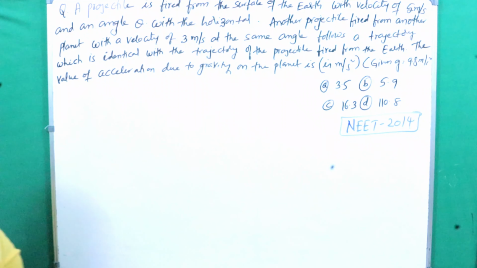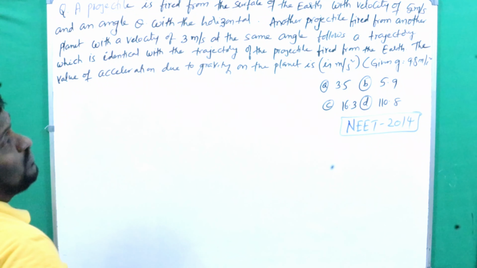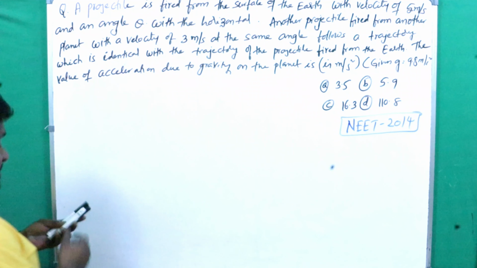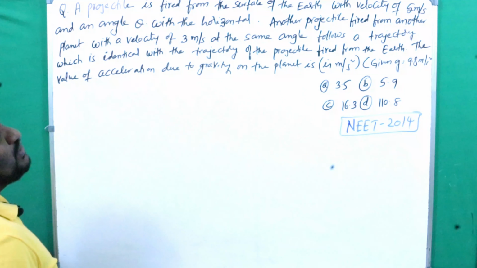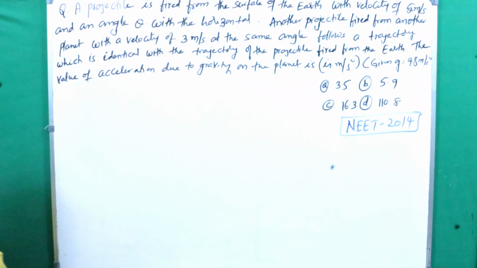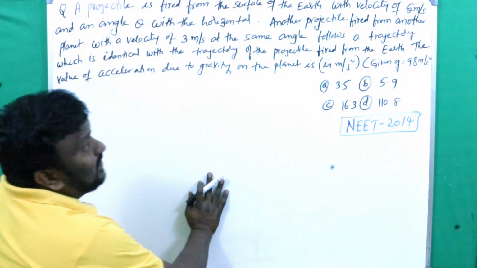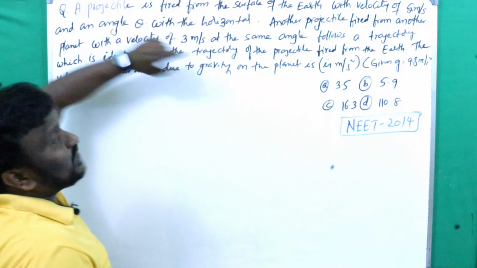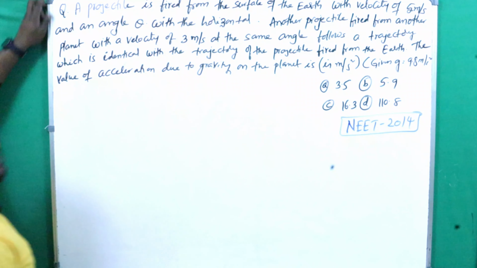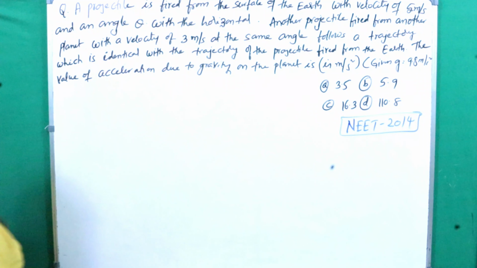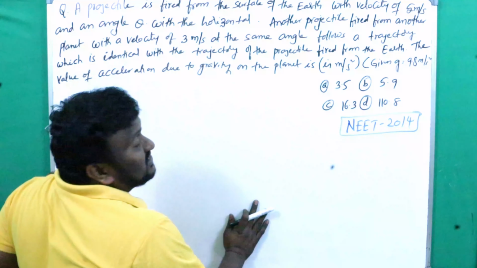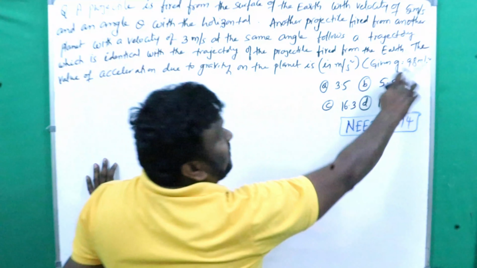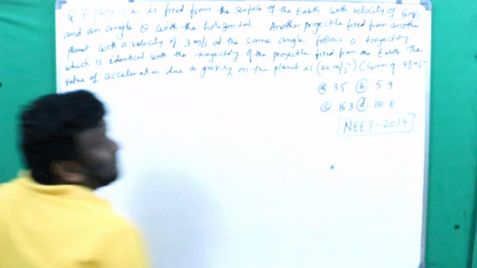A projectile is fired from the surface of the earth with a velocity of 5 meters per second at an angle theta with the horizontal. Another projectile fired from another planet with a velocity of 3 meters per second at the same angle follows a trajectory which is identical with the trajectory of the projectile fired from the earth. The value of acceleration due to gravity on the planet is in meter per second square, and given g is equal to 9.8 meter per second square.